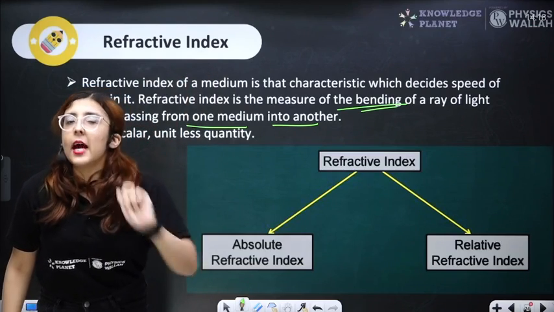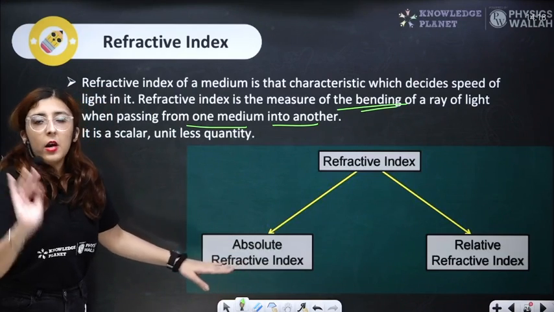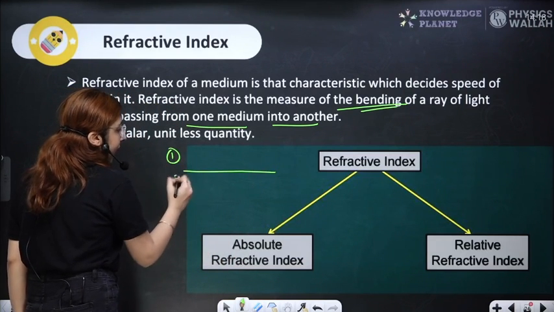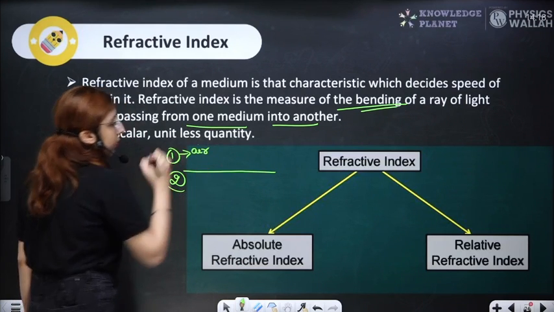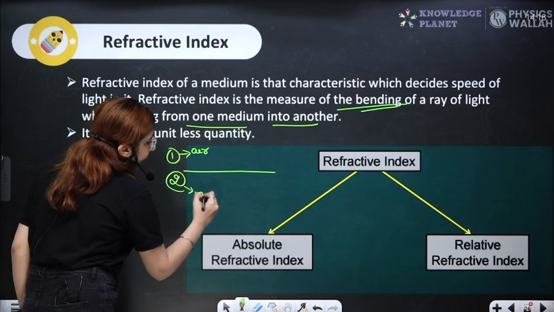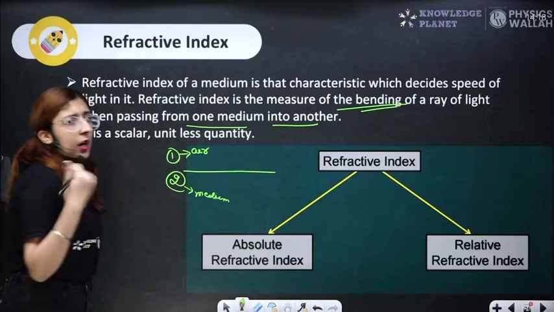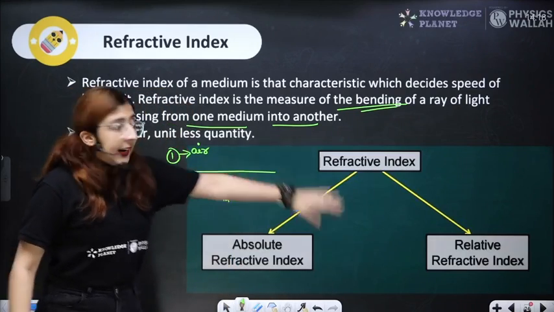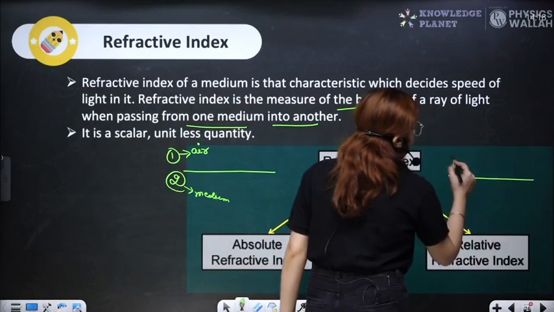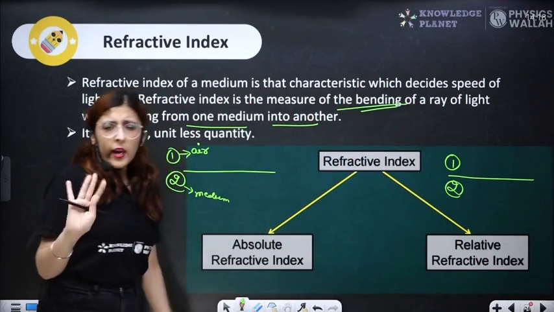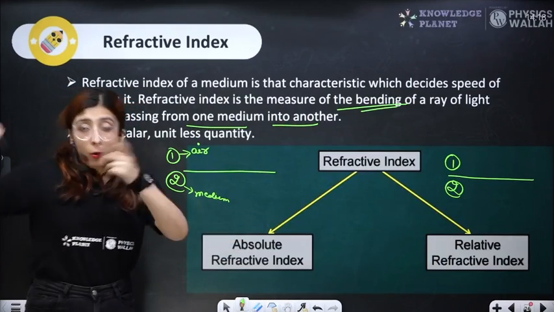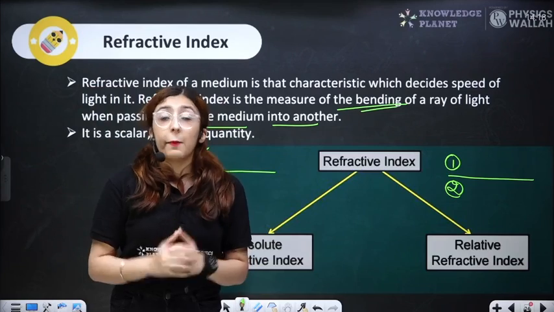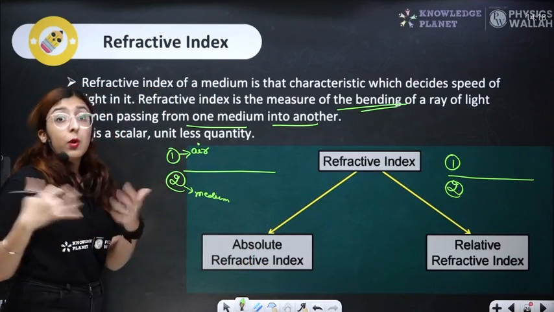The first type of refractive index is the absolute refractive index. Take this note: in absolute refractive index, if light is moving from one medium to another, the first medium will always be air. The second one can be anything, diamond or oil or water, glass, anything, but the light is coming from air. In the second type, that is relative, both the mediums can be anything. Keep this in your head whenever you talk about refractive index. Certainly there is a proper way to write it down.